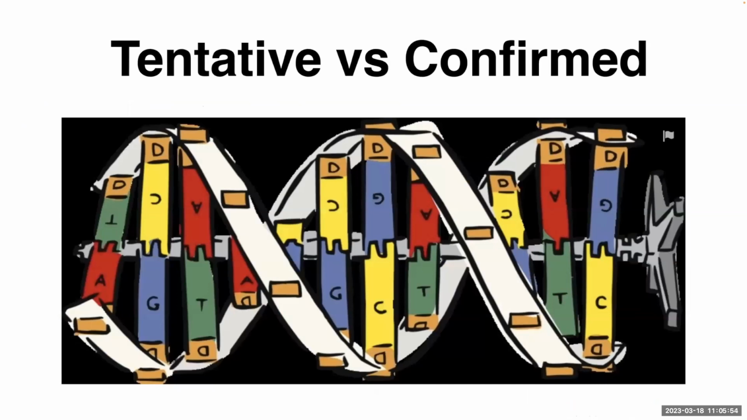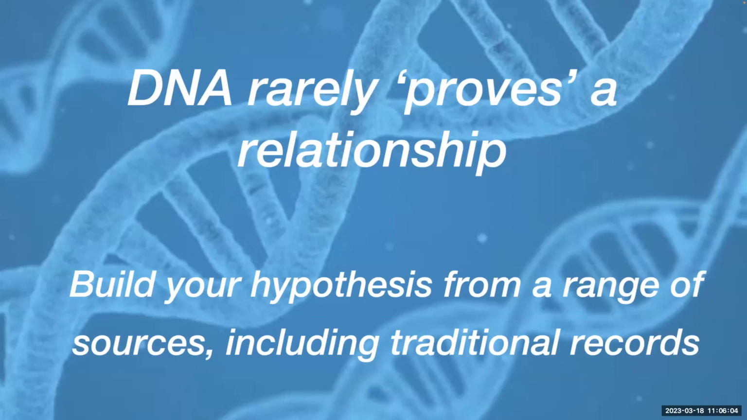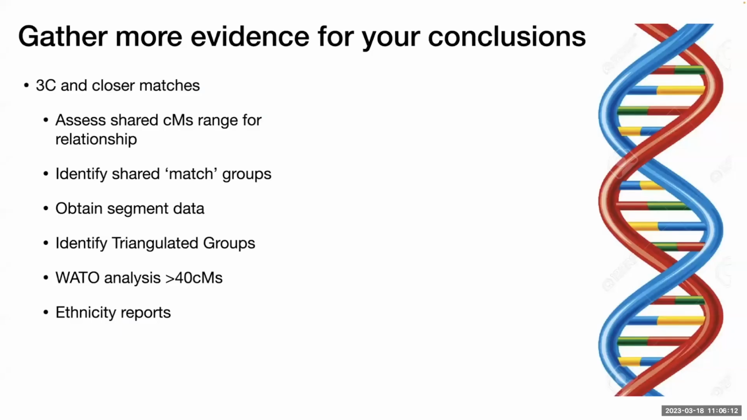Okay, so the next thing I just wanted to mention briefly was tentative versus confirmed. As I said before, DNA rarely proves a relationship, and you need to be building on your hypothesis all the time, going back and forth between the paper records. And these are just some points about gathering more evidence for your conclusions. So the first one, under third cousin and closest, if you assess the shared centimorgans for a relationship and they're good, you might just want to give it a big tick and say, right, I don't need to do anything more with that match.